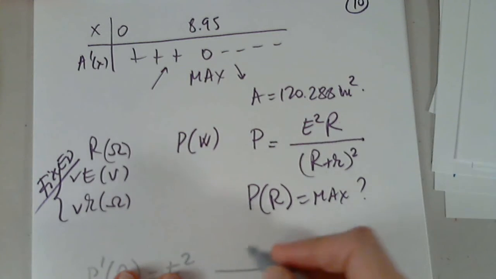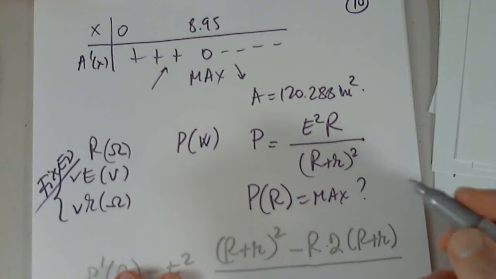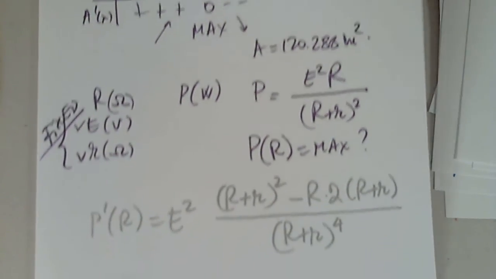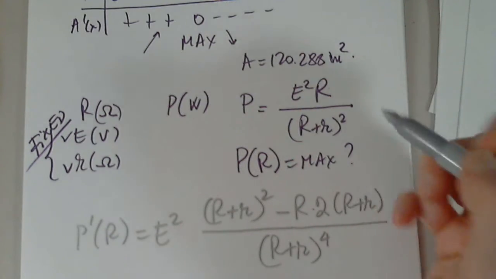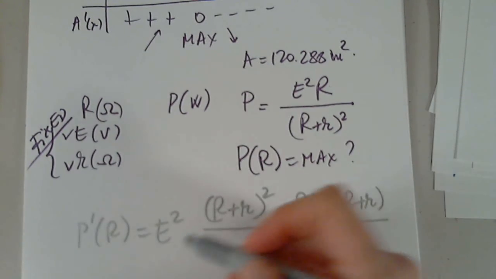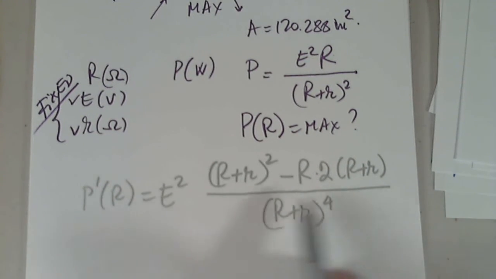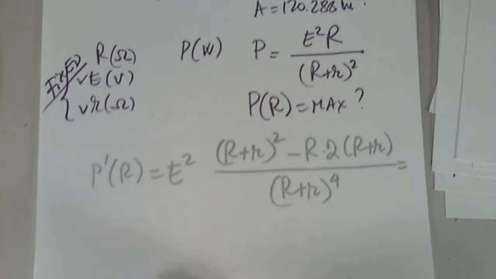top function prime is 1 times the denominator minus the top times the denominator prime, 2 times (R plus r) times the inner function prime, which is 1, over (R plus r) to the 4th power. Like I always do, I keep the constant if it's a factor. But if it's e squared plus R, I cannot do that. But when it's a factor, you can stay patiently. Do not simplify yet. We factor out an R plus r and then simplify.